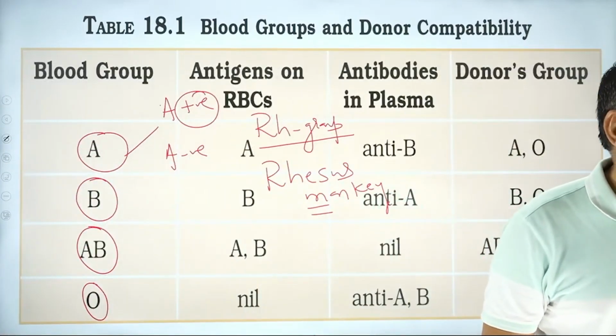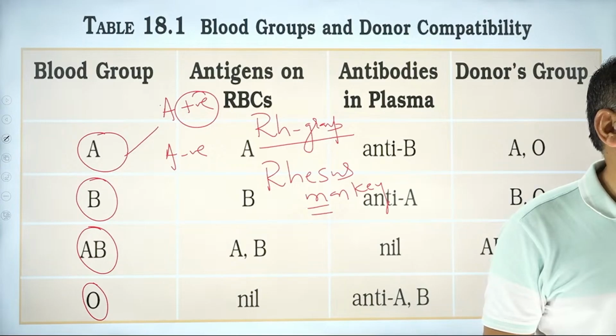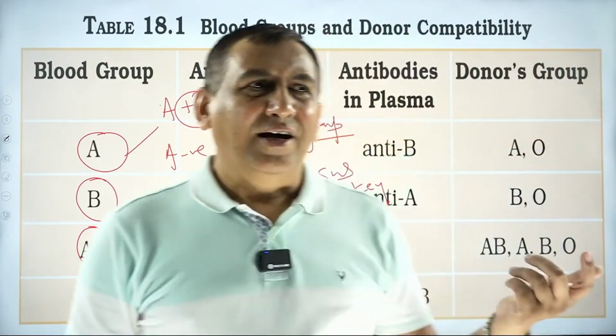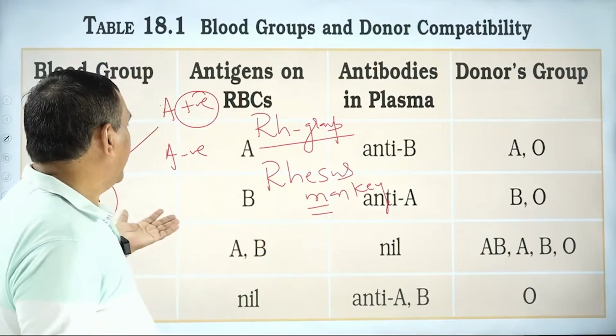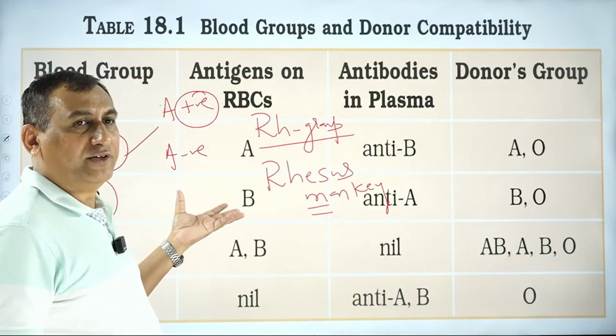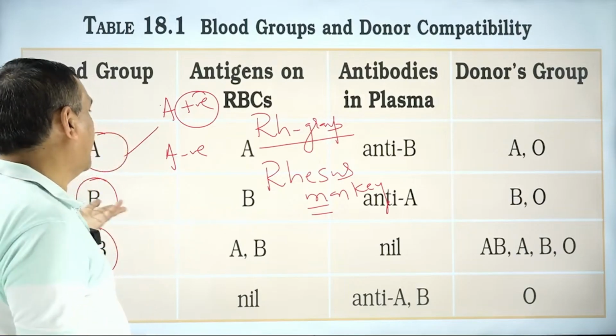Yes, the RH factor is an inherited protein that can be found on the surface of the red blood cell. Both RH antigen and A and B antigen are present only on the surface of RBCs. Clear? So this is the one.